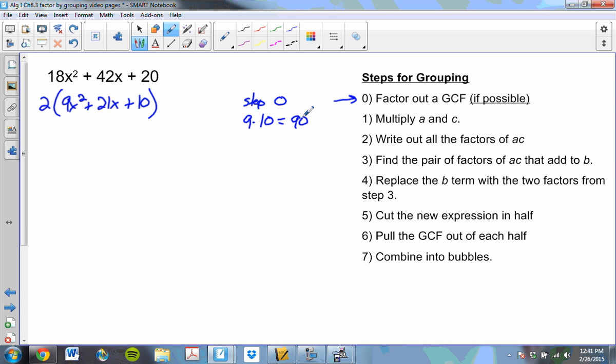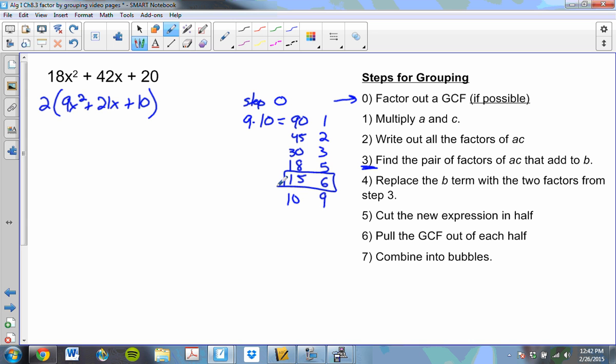Step 2, write out all the factors of 90. 4 is not going to work, 5 is going to work, 5 goes into 90 18 times. 6 is going to work, yep, 6 and 15. 7 is not going to work, 8 is not going to work, so I have 9 and 10. Now, because this was a positive and these are positives, these can all be positives. Step 3, I find the pair that adds up to my B term, which is 21. That's 15 and 6.